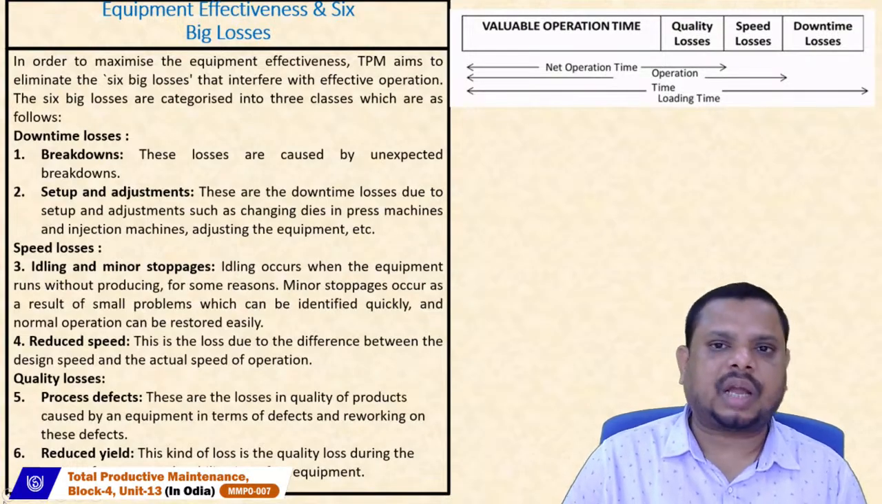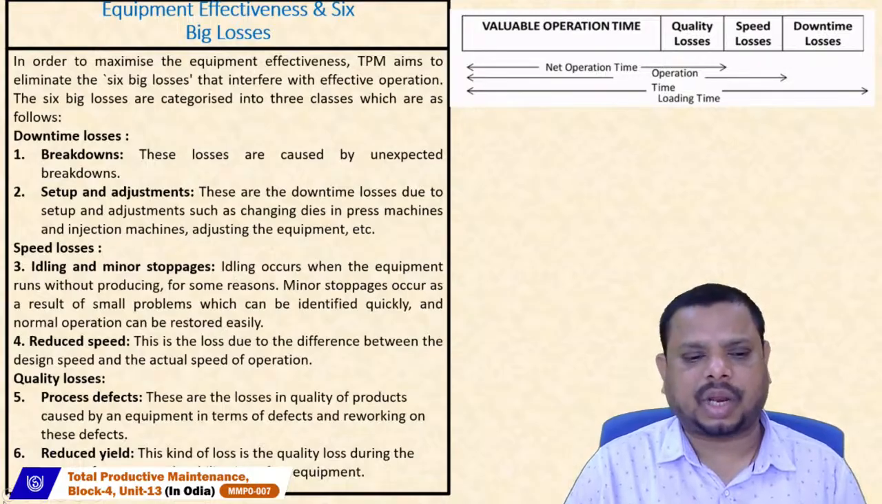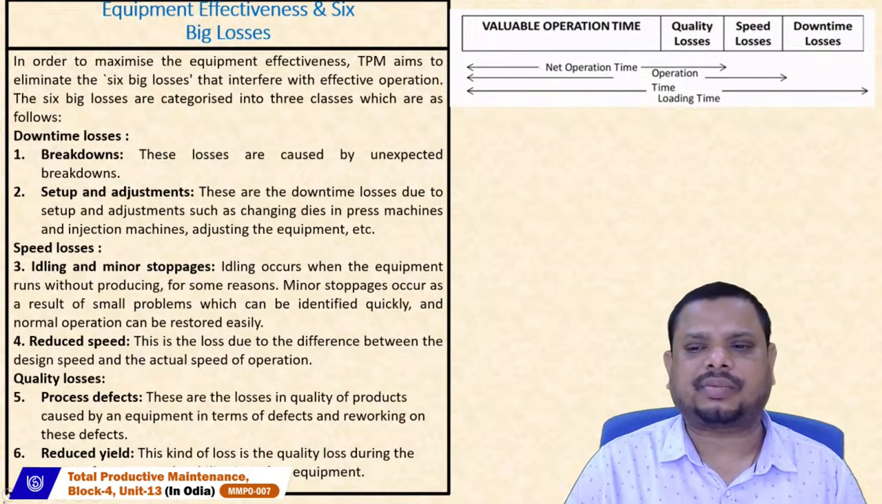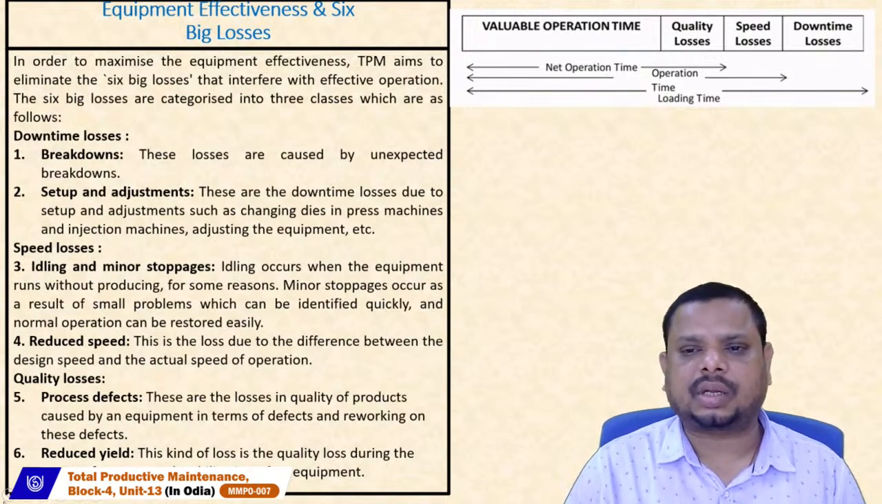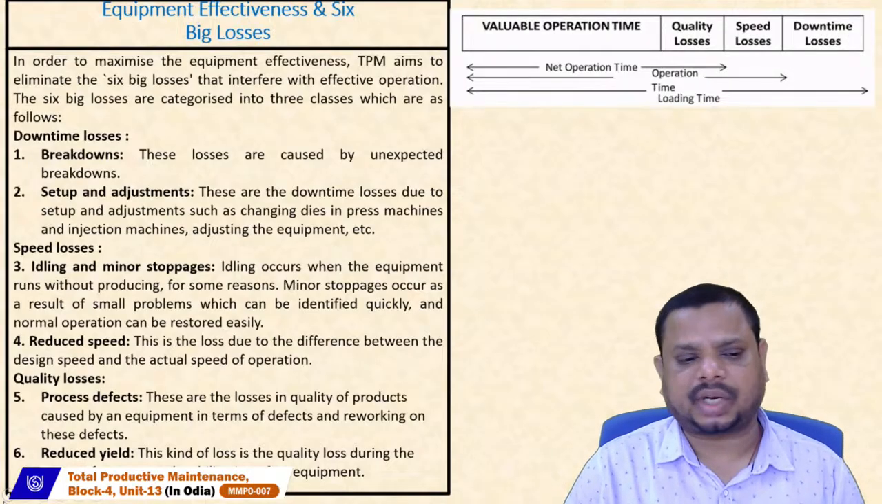The third class is known as quality losses. Under quality losses, we have process defects. These are losses in quality of product caused by equipment in terms of defects and reworking of these defects. In most cases, steel plants generate a large amount of process defects. These process defects generate a large amount of scrap, and this scrap material is reworked or remade in the furnace to rectify these defects.